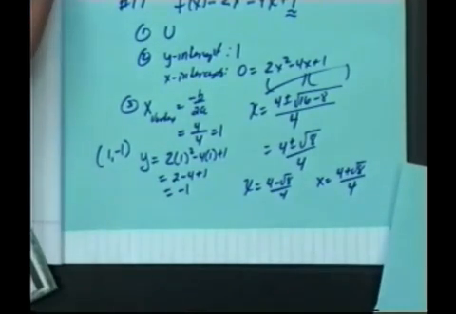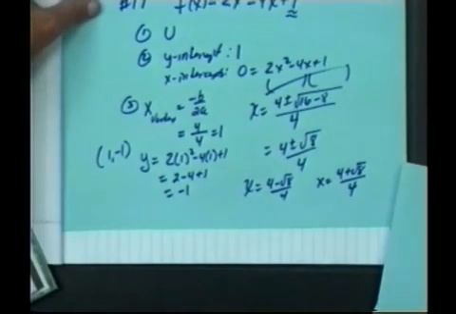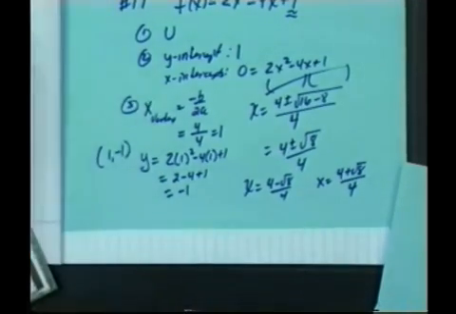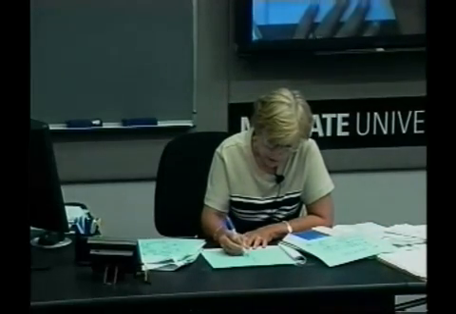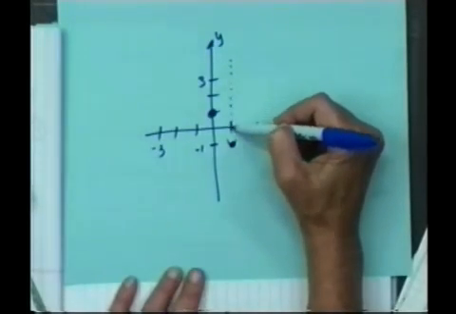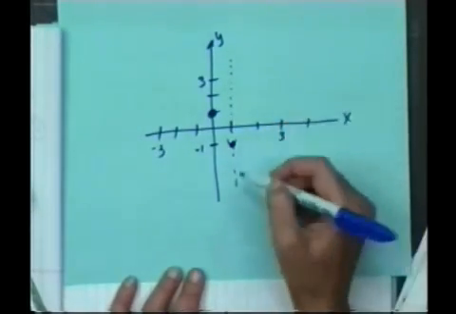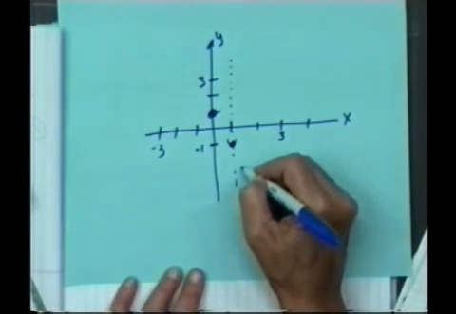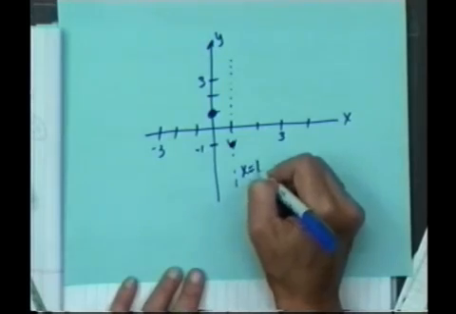Okay, we've got enough now to quickly sketch the graph. Everybody good so far? 1, negative 1 is right here. Parabola opening up. All right, what's the axis of symmetry? What's the equation for the axis of symmetry? Negative b over 2a, x equal to positive 1, right?